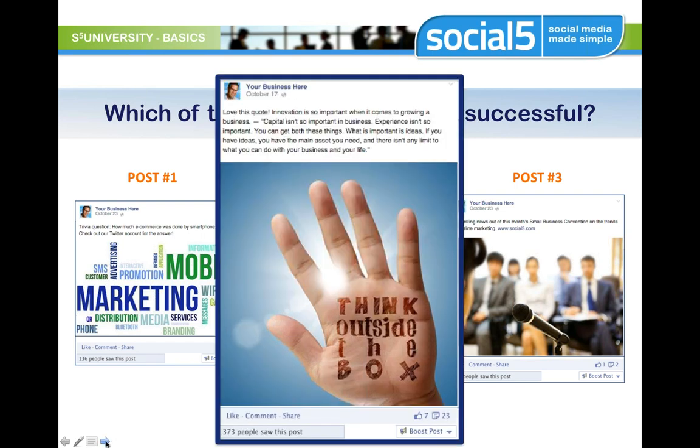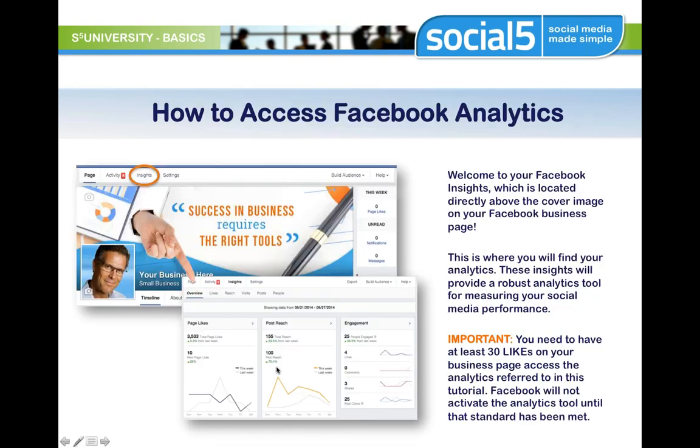Okay, so this one, this Think Outside the Box post, you'll notice down at the bottom that this one reached 373 people compared to this one, which was 136 people. It also had 7 people who liked it and 23 people who commented on that particular post. So this was a successful post compared to the others. This is just a good thing to keep your eye on when you're trying to determine the preferences of your given audience.